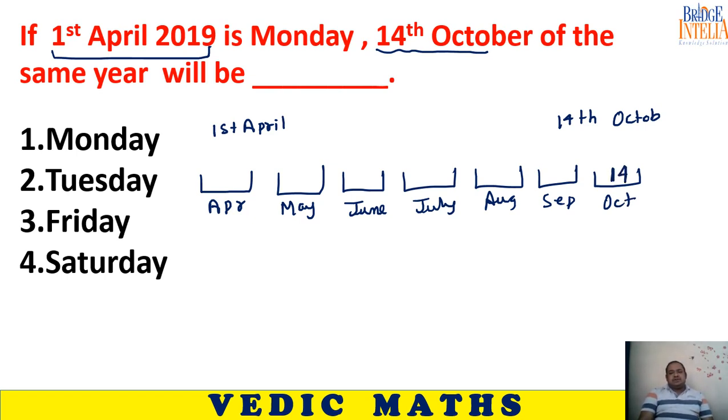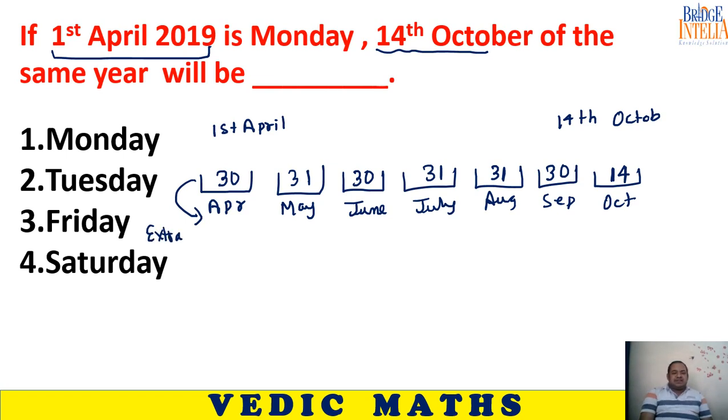So from October you have taken 14 days, from September 30 days, August 31 days, July 31, June 30, May again 31, April 30 days. So this is what you have to count, but you don't have to count all of it, you have to count only the extra days.